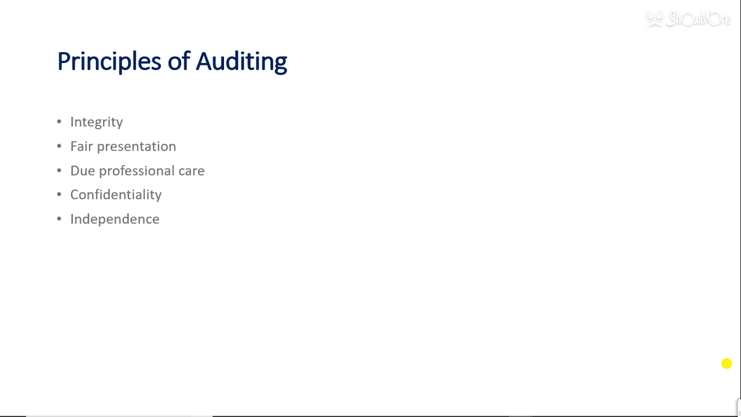Due professional care. Auditors should exercise due care in accordance with the importance of the task they perform and the confidence placed in them by the audit client, customer, and other interested parties. Confidentiality. Auditors should exercise discretion in the use of and protection of information acquired in the course of their duties. Audit information should not be used inappropriately for personal gain by the auditor or the audit client, or in a manner that is detrimental to interested parties.